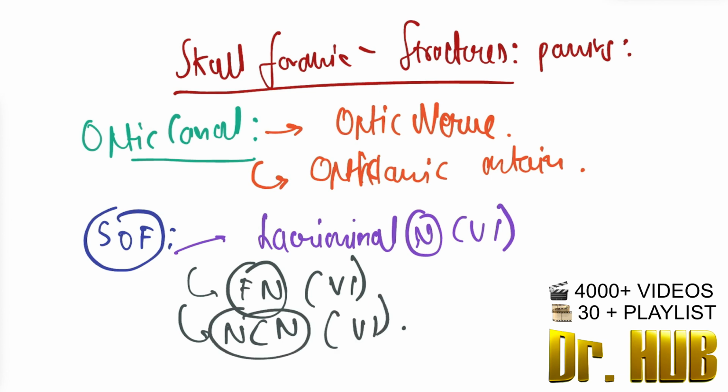Next, we look at the cranial nerves. The CNs will be 3, 4 as well as 6. Then comes the presence of the superior ophthalmic vein as well as the inferior ophthalmic vein.